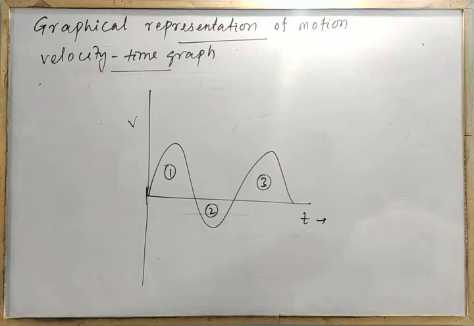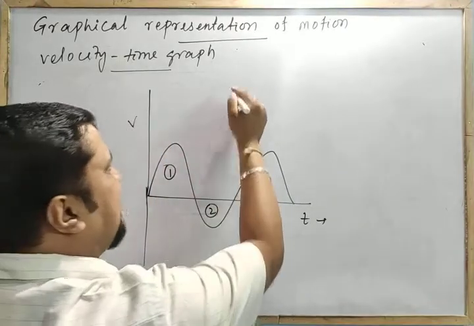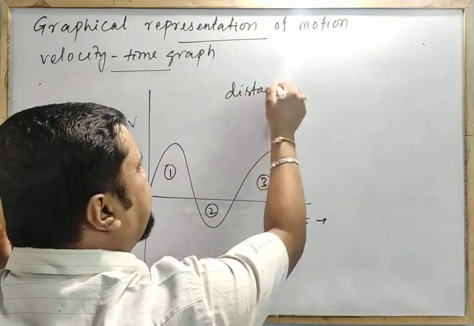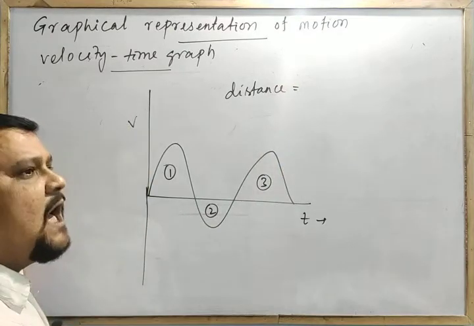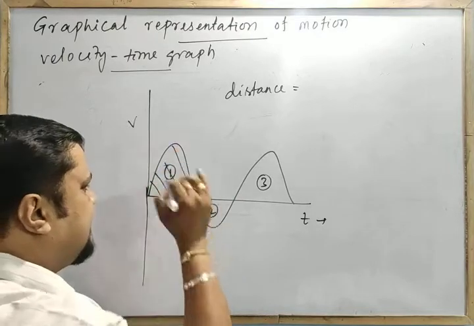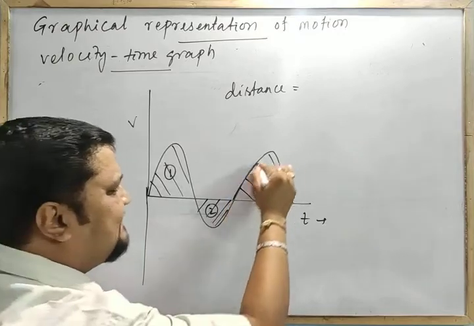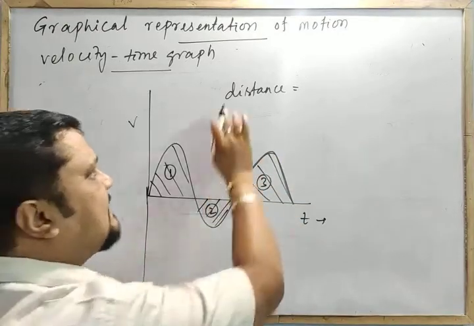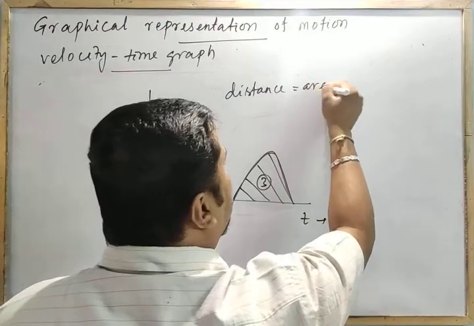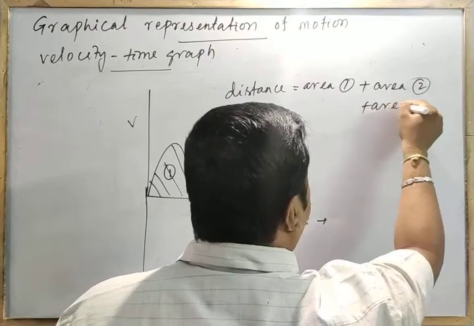So in this case, if I ask you what is the displacement of the particle and the distance covered by the particle, remember, what is the distance? Distance and displacement. From this graph, what is the distance covered? Distance means area below the velocity time graph. So one area is this one, first, second, third. So the distance is equal to area 1 plus area 2 plus area 3.